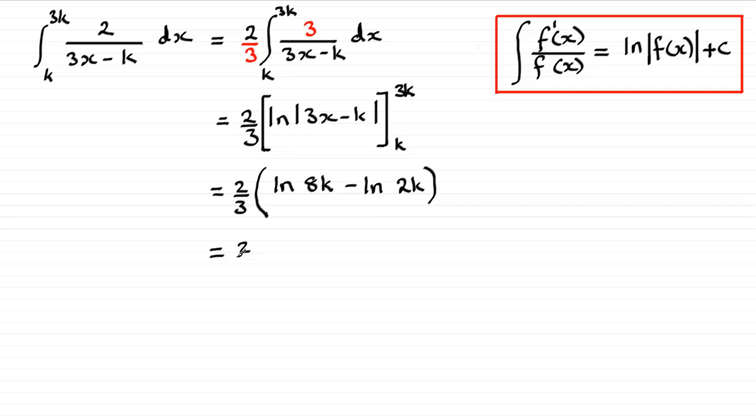So we've got now 2/3, and when we subtract logs, it's the same as doing the division of 8k all over 2k. You should be familiar with that rule. And I can see the k's cancel, left with 8 divided by 2, which is 4. So we end up with 2/3 the natural log of 4.